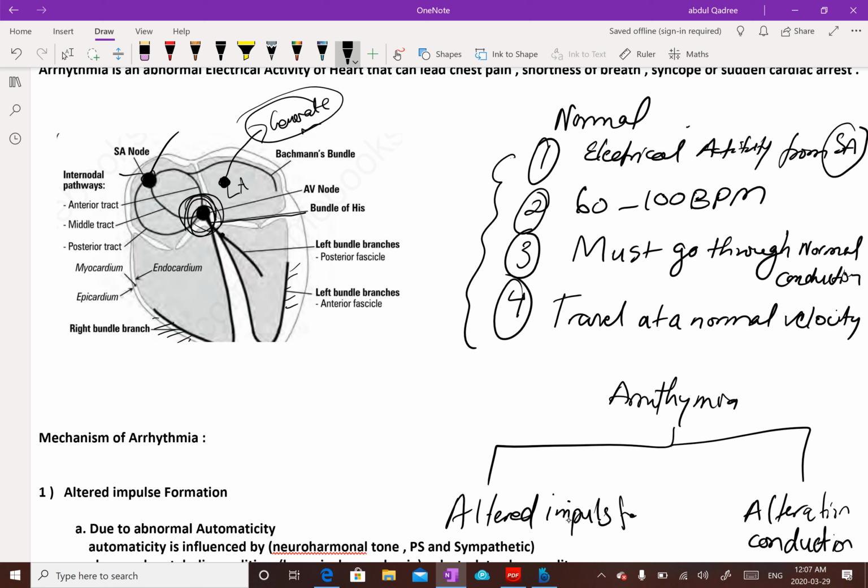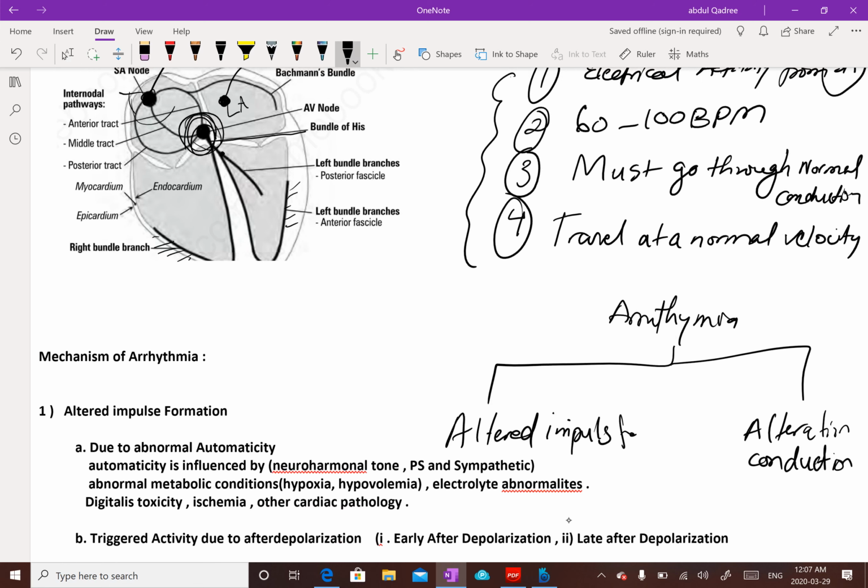Another reason is that the impulses in the SA node can be influenced by certain things like parasympathetic, sympathetic, for example, neurohormonal tone. Parasympathetic and sympathetic activity can increase the impulses in the SA node and the AV node, and it can cause an increase in formation of the impulse, and that might lead to an increase in the heart rate and abnormal electrical activity or arrhythmia. Okay, what about any abnormal metabolic conditions? For example, hypoxia, right? Hypovolemia. These can increase the formation of impulse in the SA node. It can influence the SA node by the parasympathetic or sympathetic activity. Somehow it will influence it.